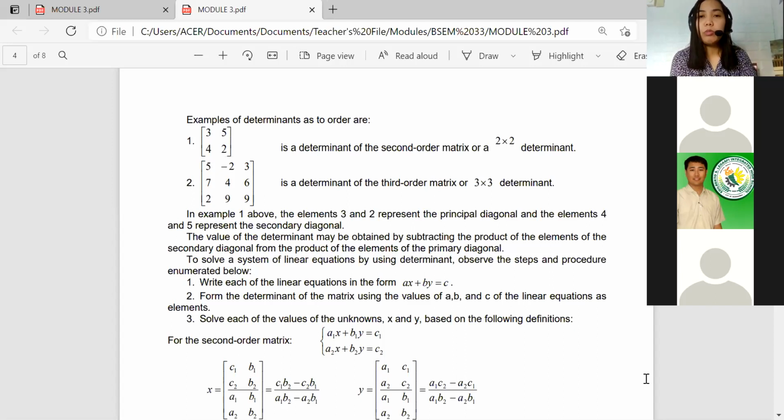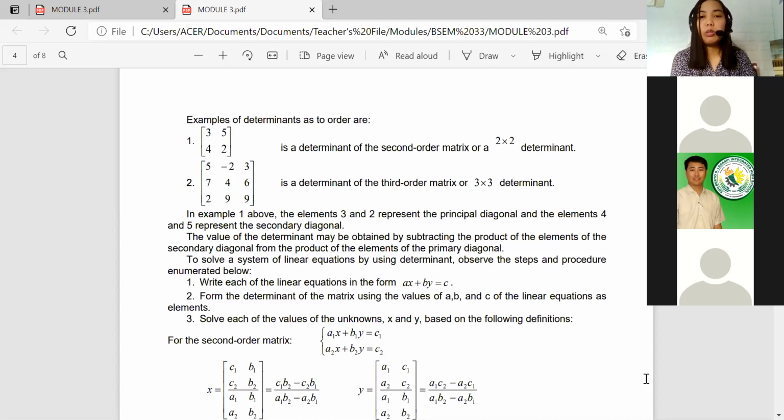The value of the determinant may be obtained by subtracting the product of the elements of the secondary diagonal from the product of the elements of the primary diagonal. So that's how we get the determinant of a 2 by 2. We subtract the product of the elements of the secondary diagonal from the product of the principal diagonal.